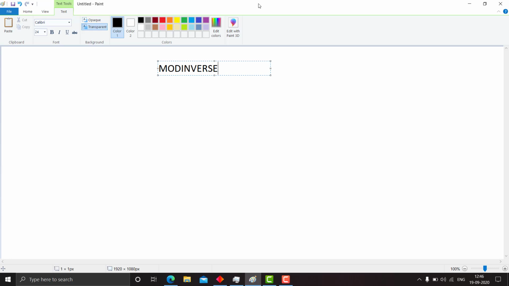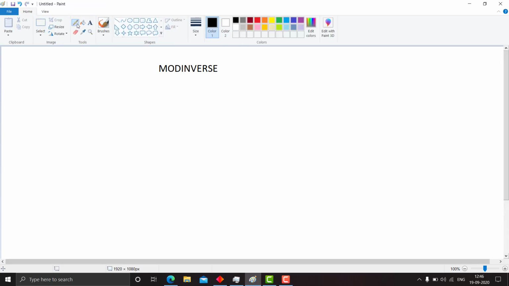Basically, what is MODInverse? Suppose there are very large numbers. Let's take a simple case of calculating NCR. So it's basically NCR equals n factorial by r factorial, n minus r factorial. Now, as this is a big number, I need to take a mod P.